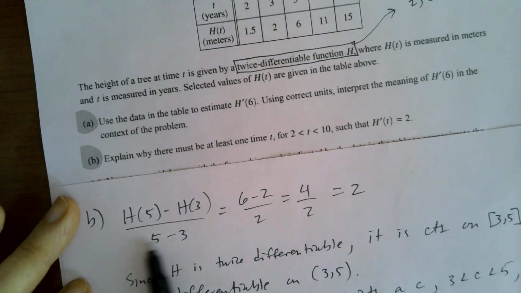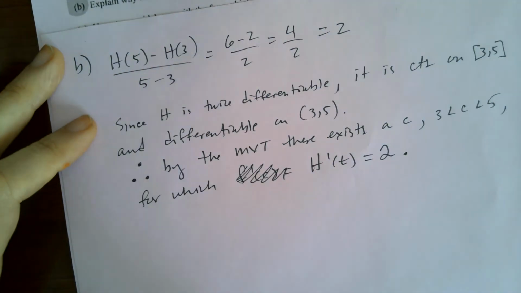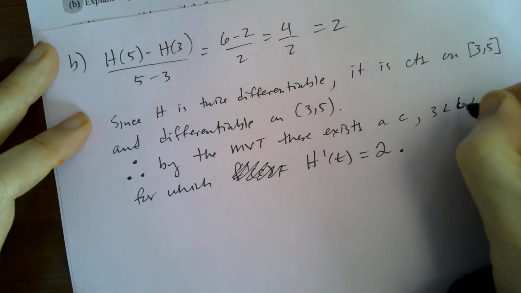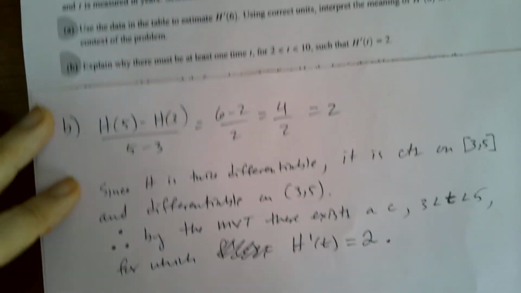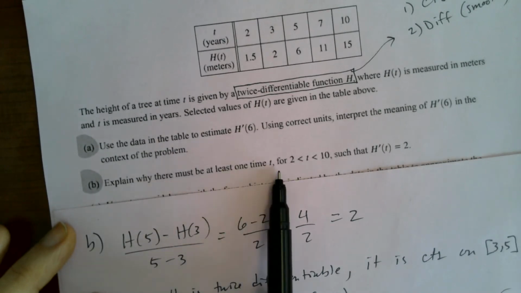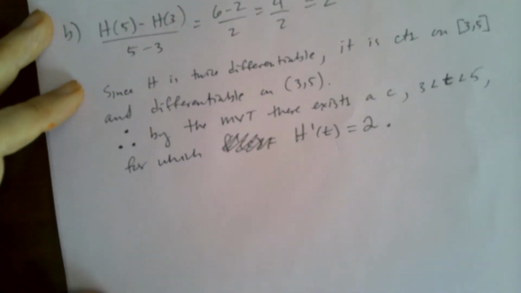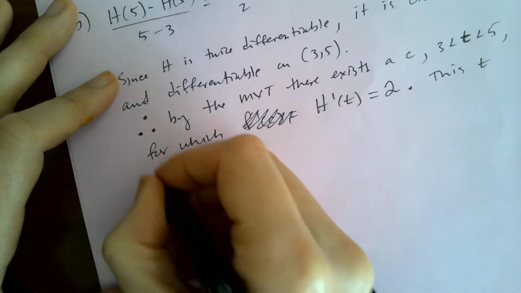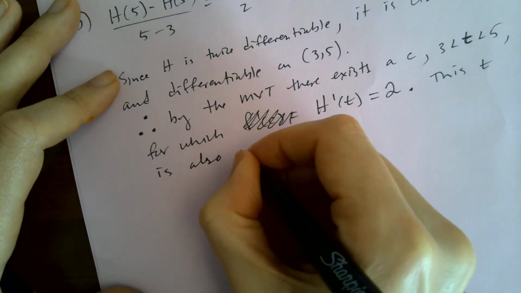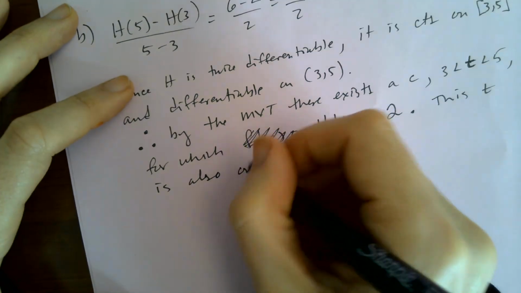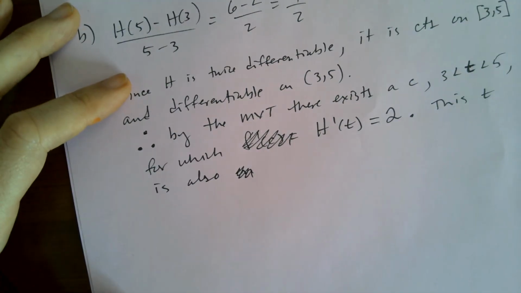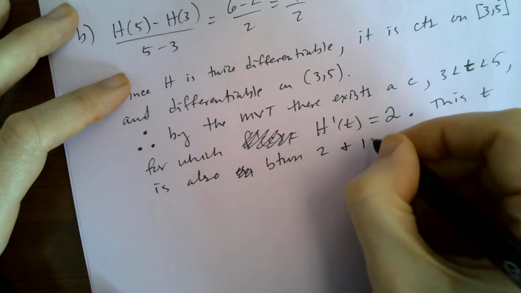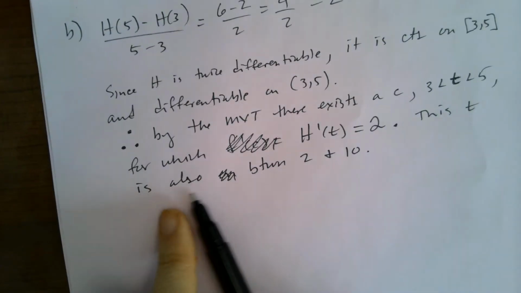Okay, and you have this up here. Okay, and then I'll be like, okay, so let me make that a t. But they wanted you to explain why there must be at least one t on this interval. So let me just say, I use the subinterval 3 to 5, and I'll say this t is also between 2 and 10.